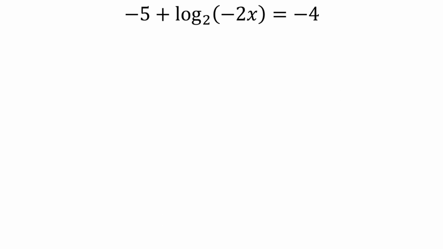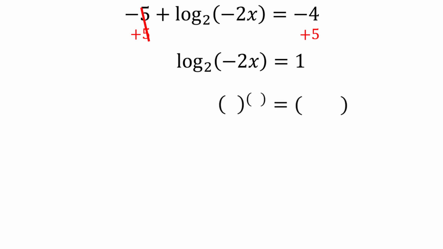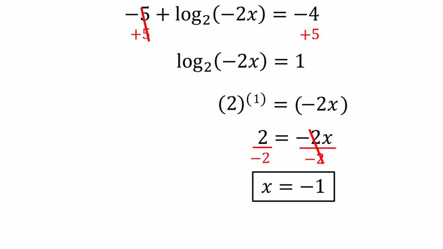Let's try negative 5 plus log base 2 of negative 2x is equal to negative 4. Adding 5 to both sides, we have log base 2 of negative 2x is equal to 1. Now let's rewrite this in exponential form. Blank to the blank equals blank. Using left, right, and center, we have 2 from the left, 1 from the right as the exponent, and negative 2x from the center. 2 to the first is just 2, so we have 2 is equal to negative 2x. Dividing by negative 2, we have x is equal to negative 1.